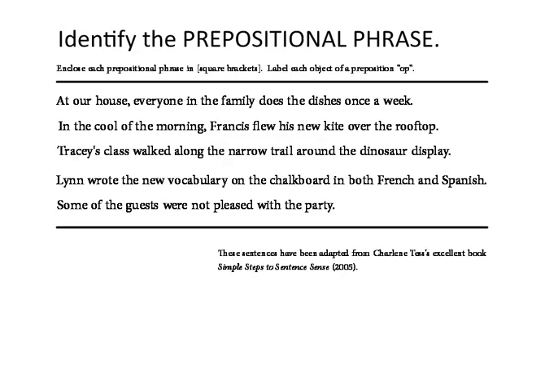So here are some more sentences where we're going to find the prepositional phrases, and these all come from a great book called Simple Steps to Sentence Sense by Charlene Tess. In each sentence, I want you to enclose the prepositional phrase in square brackets and label each object of a preposition with OP. Let's do the first one together. At our house, everyone in the family does the dishes once a week.